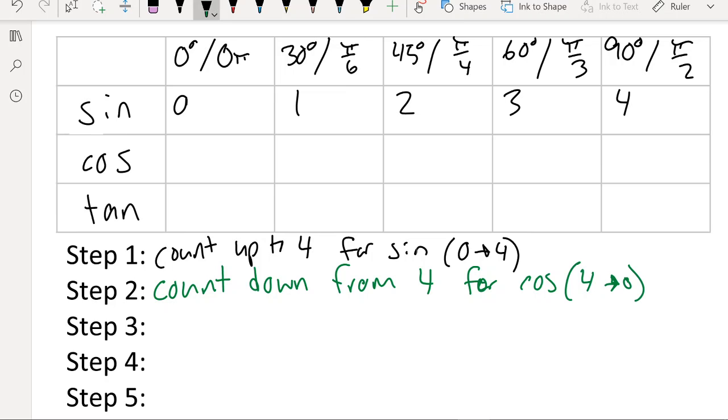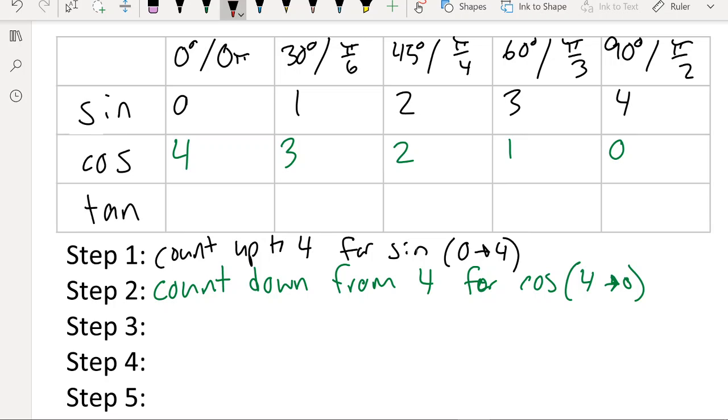We're including 0 here. That's really important. We have 5 values to do. So if we stopped at 1, we'd be missing a value. So 4, 3, 2, 1, 0. Pretty easy so far, right? 0, 1, 2, 3, 4, and 4, 3, 2, 1, 0. Insanely easy, and we're halfway there for sine and cosine. We've only got 2 more steps to do for sine and cosine. And then tangent just kind of falls into place.